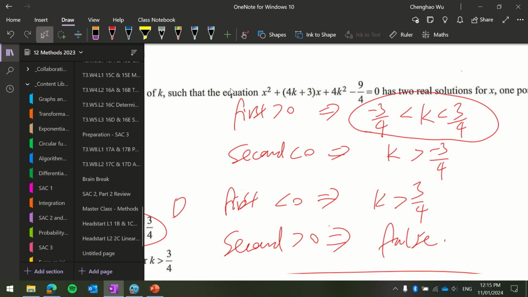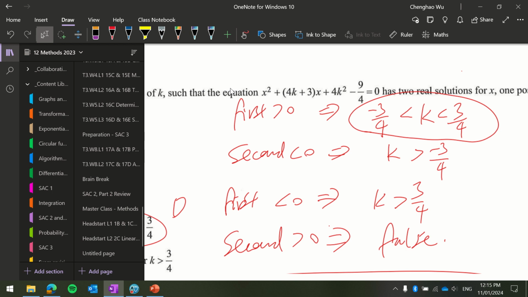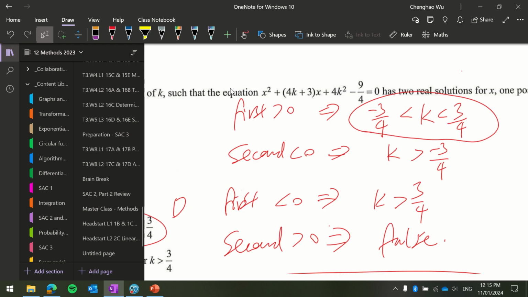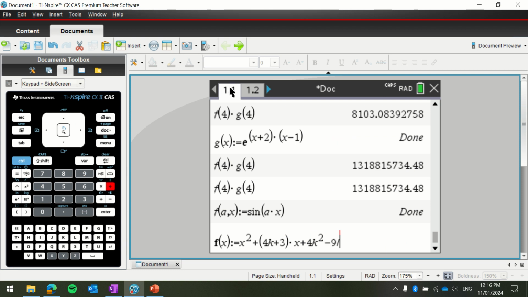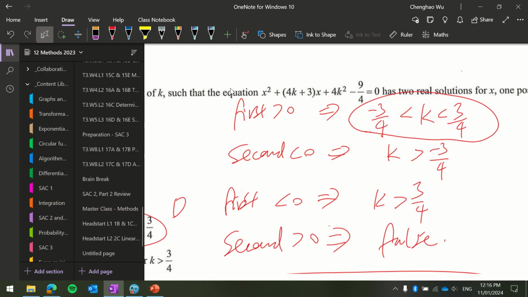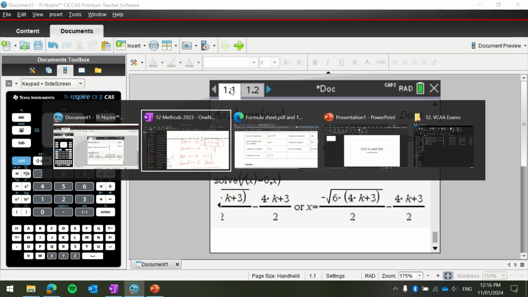Define the function, as always, x squared plus 4k plus 3 times x plus 4k squared minus 9 over 4. That's correct. Yep, and then I'm solving f(x) equals 0. And there are two answers, of course. One is this ugly thing, and the other is this ugly thing.